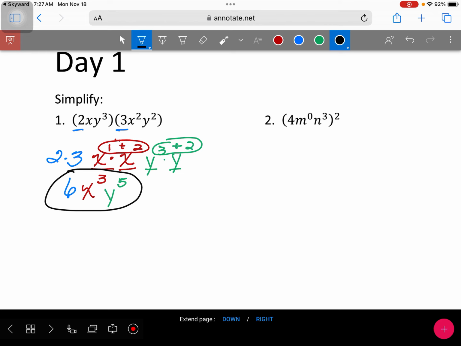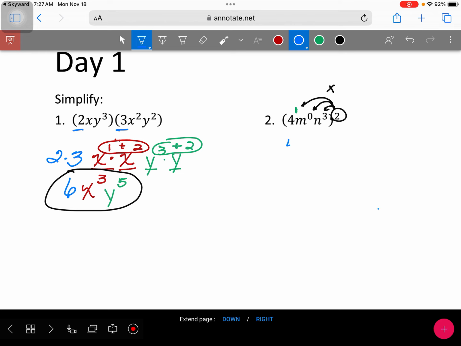All right. So number 2, this time we have a product of an expression taken to a power. Product just means we're multiplying. Everything in here is taken to the second power. Even the 4, which doesn't have an exponent, so I'm going to put a 1 on it. Okay? The 2 then gets distributed or multiplied with everything on the inside.